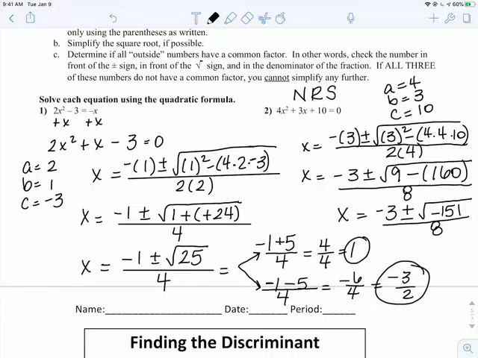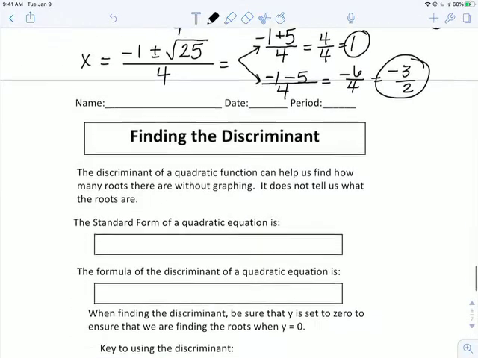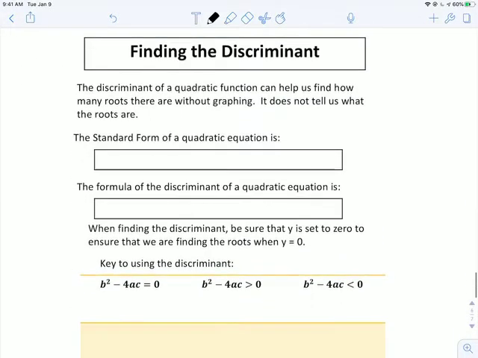And if you were plugging this into your calculator on your TI-36X Pro, it would give you a domain error, and you would know then that you had no real solution. All right, so let's look at finding a discriminant. So a discriminant is a formula for finding how many solutions you have.